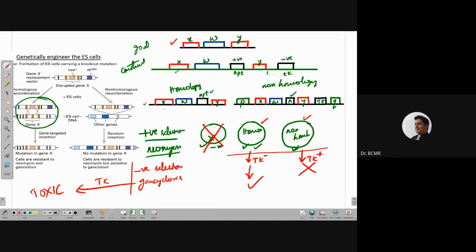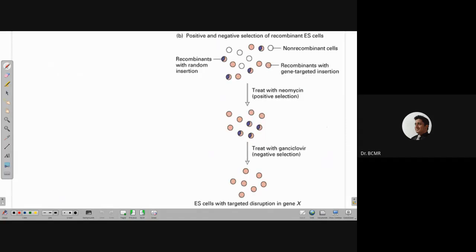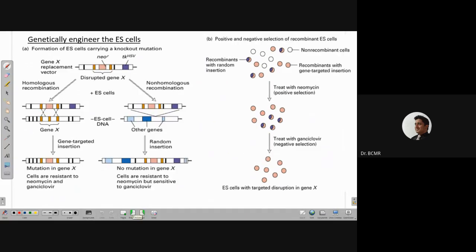I'll come to it in a few slides. I think until here we have learned in the last class, including this diagram also. So I think each of us should be aware of the components that are used, the selection procedure that is made, and the rationales of why and which one is going to get selected.